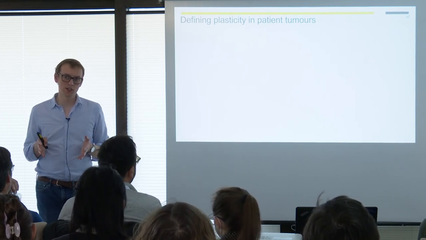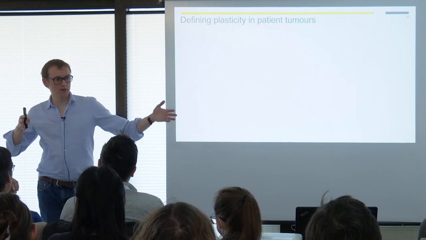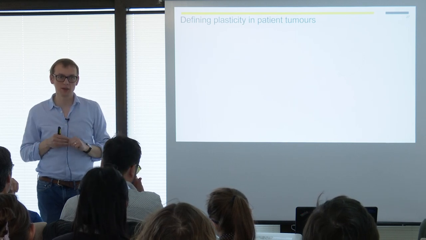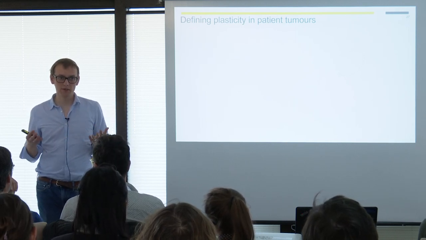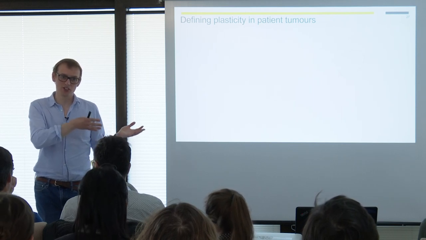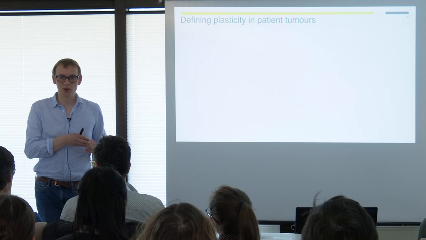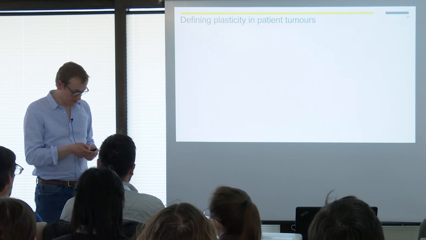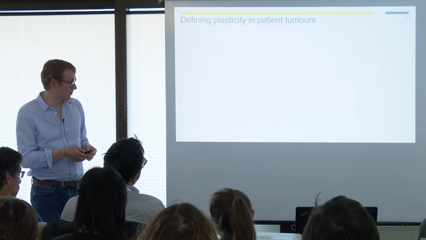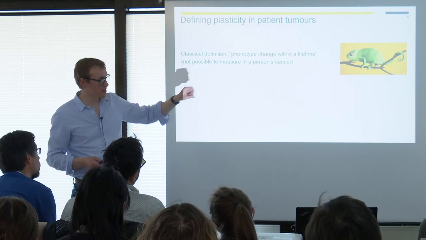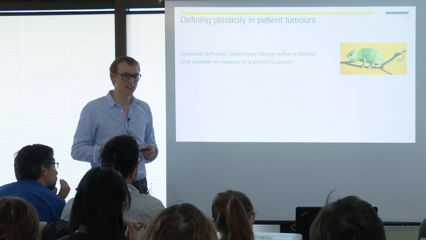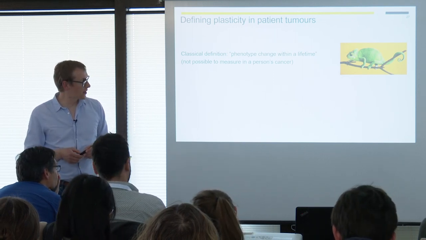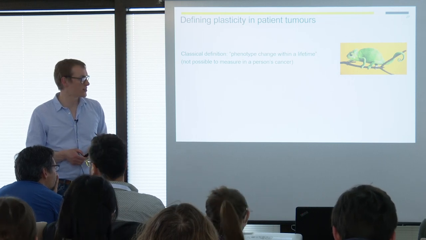To study this, people usually use in vitro models where you can measure over time, right? So you can look at a cell and you can put it in a different environment and watch how that particular cell changes its phenotype. That's great and really informative, but it doesn't tell you about what's going on in a patient's tumor, because you can't use that approach in a patient's tumor for the reasons we discussed before. And so to be able to probe plasticity in our data, we have to think about a different definition of what plasticity is. So this classical definition, where we talked about watching a cell over time, is a bit like a chameleon. Like, we have a cell that can change its color depending on the environment that it's in. But that's not very useful for looking at our data, because we can't measure over time.